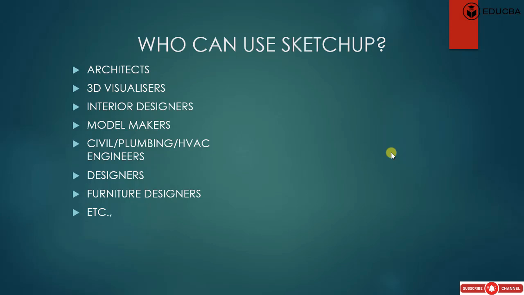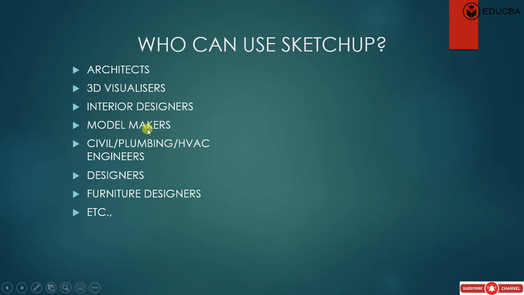Now 3D visualizers. 3D visualizers can use the software for converting other designs, something that a person has designed and you have to convert it into 3D, and you can use SketchUp for it. SketchUp is one of the most used 3D modeling softwares ever. It can also be used by interior designers for simply converting their plans into 3D and inserting interiors into it. You can go to any extent in adding details. You can convert your sectional details into 3D and then show it in a presentation to your clients.